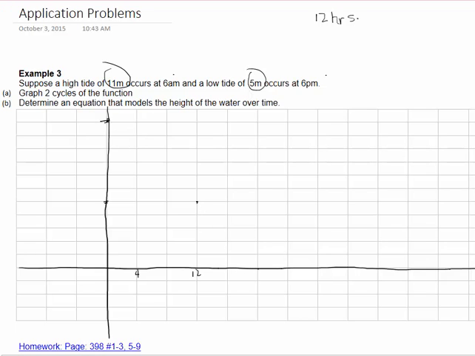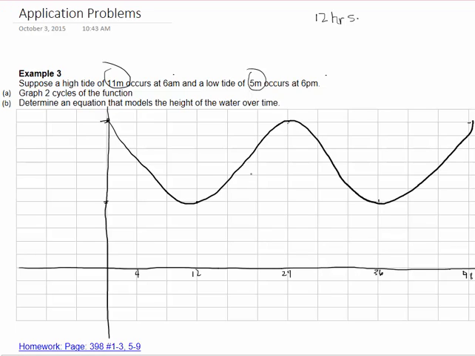Another 12 hours later, 24, then it would be back up at its high point. And it just keeps revolving like this. 36, it would be at its low point. 48 hours later, it's at another high point. So I'm just going to connect these to show you the sinusoidal representation of the tide. So it would look like this.